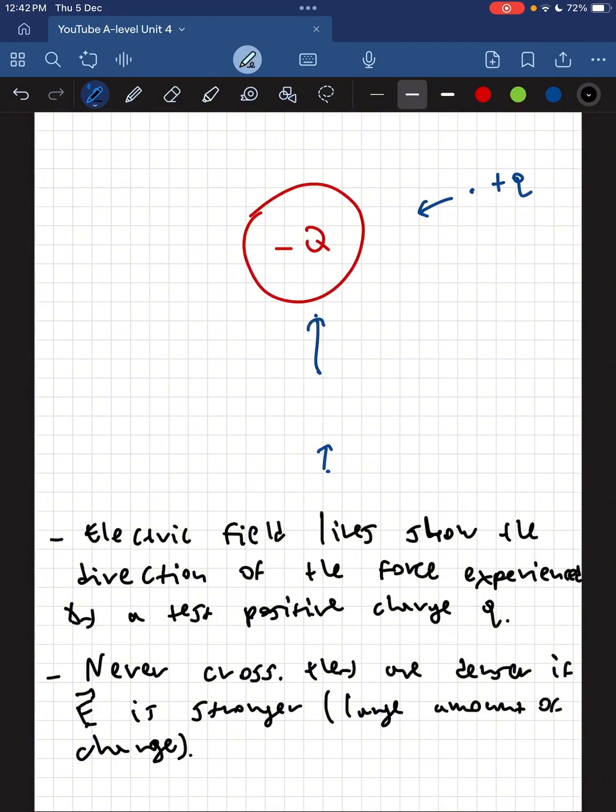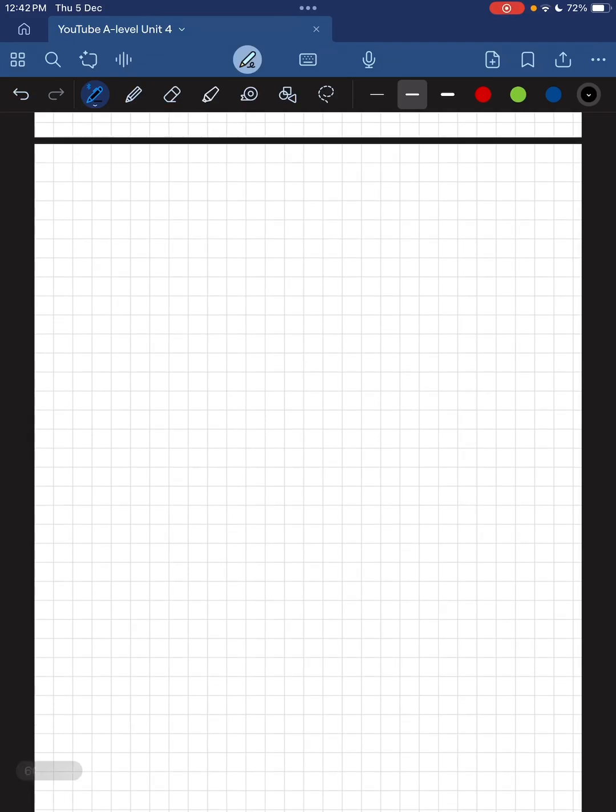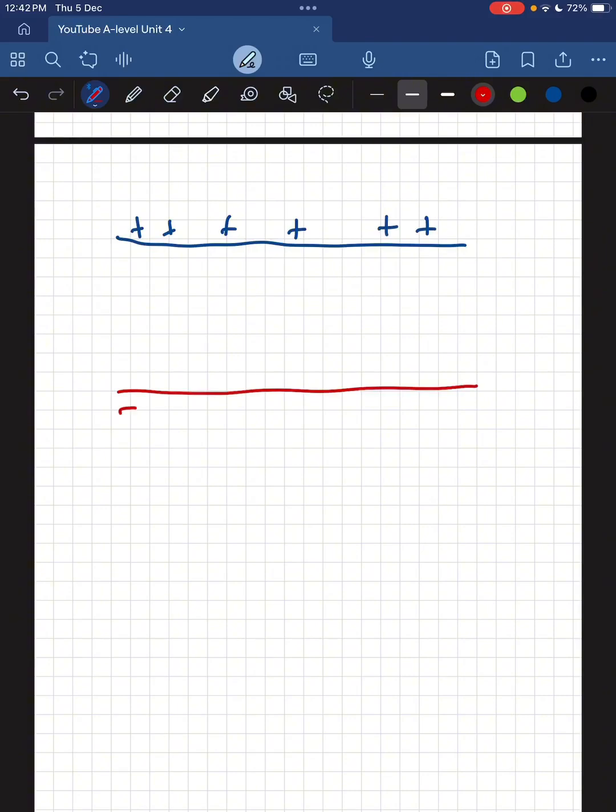Okay, now let's examine a more complicated charge distribution. Let's say that we have a parallel plate positively charged, and across that we have a plate that is negatively charged. And yes, this is a capacitor that we will study at some point. So if I put my test charge here, plus Q, let's see what kind of forces it is going to experience from the top, the positive plate.